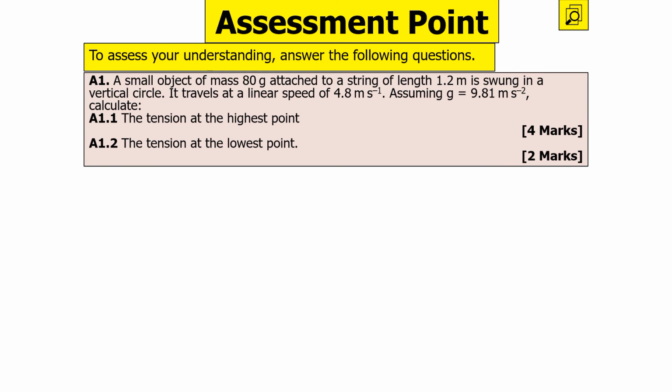The next question says, a small object of mass 80 grams is attached to a string of length 1.2 meters swung in a vertical circle. It travels at a linear speed of 4.8 meters per second. Calculate the tension at the highest point and the tension at the lowest point. So pause the video now, then unpause the video when you want to go through your answers.